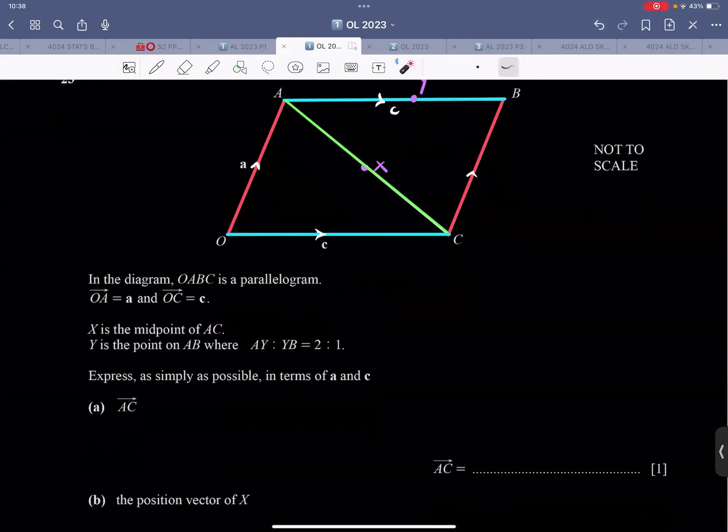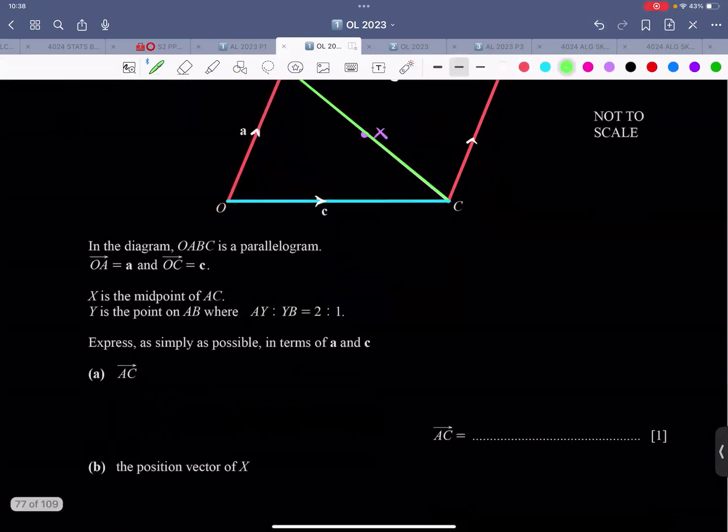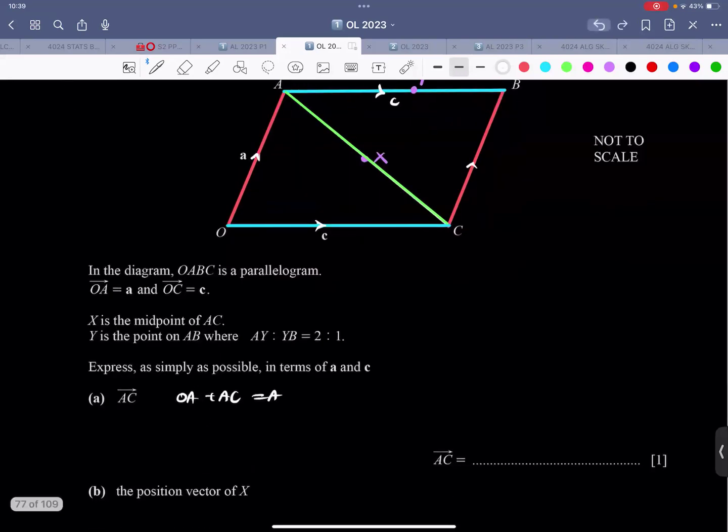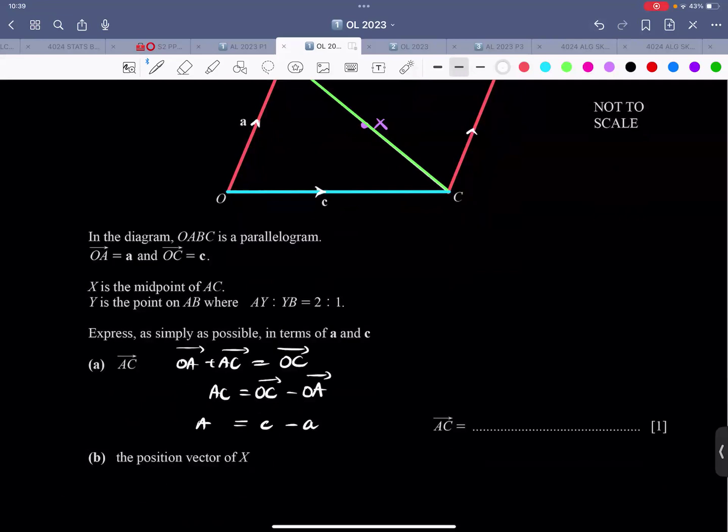So AC is basically OA plus AC equals OC. So the first part is straightforward. Sorry, OA plus AC equals OC. So AC is OC minus OA. OC is C, OA is A. Just put the arrowheads on top of each one of them. So AC is this thing, which is C minus A. That is the first part.